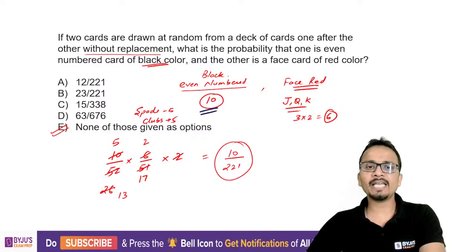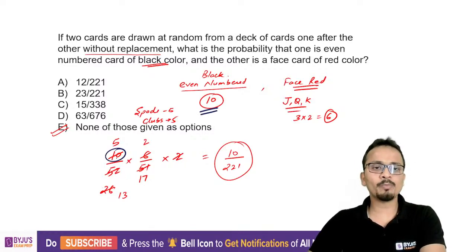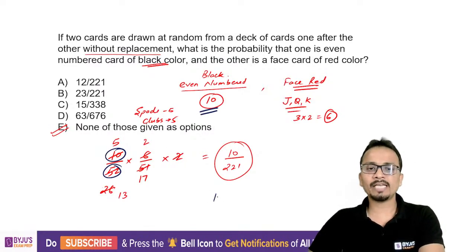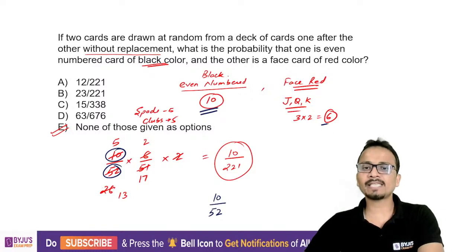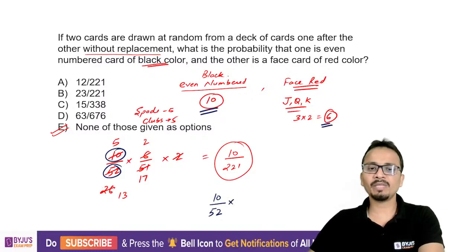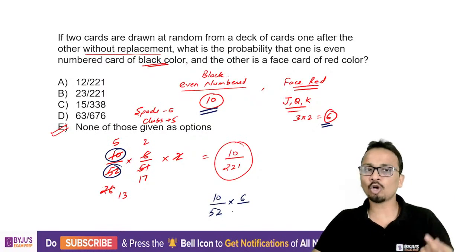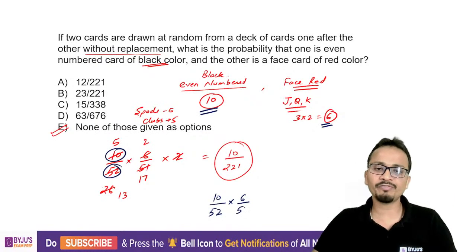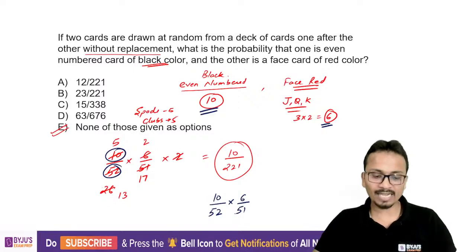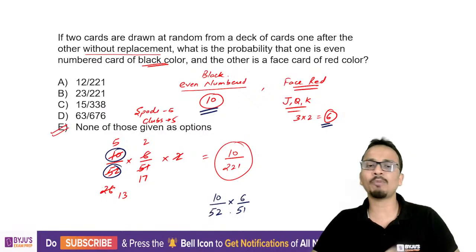Now, Priyanshi, 10 upon 52, I hope you were clear with this. So 10 is the favorable number of outcomes and 52 was the total number of ways. Now, next is the second card. Favorable number of outcomes was 6. And because I have already drawn one card, I'm left with 51 cards in the pack. That is why I have written it as 6 upon 51.